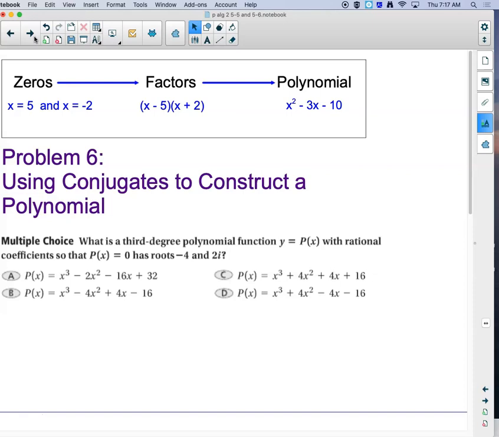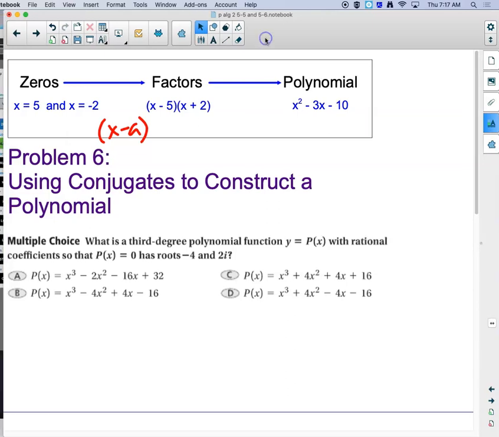So zeros, x equals 5 and x equals -2. We've done this before where we've put it back into factors by thinking of them as x minus a factors. We'd have the quantity x minus 5 and the quantity x plus 2. We could multiply that together and get the polynomial x squared minus 3x minus 10. So this next problem uses the fact that we can find those factors to write a polynomial.